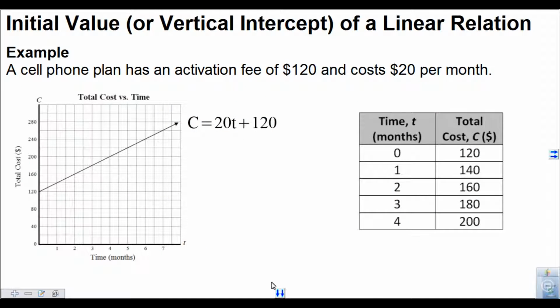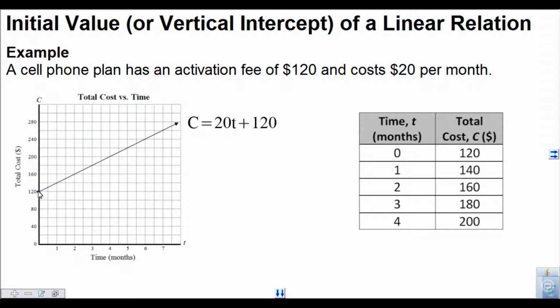So what exactly is the initial value or the vertical intercept of a linear relation? Let's just look at an example of a cell phone plan that has an activation fee of $120. So that's kind of what you pay before you even start using the phone. And it costs $20 a month. So graphically, this is the relationship between cost and time in months. You see that it starts at 120, it goes up by 20 every month.